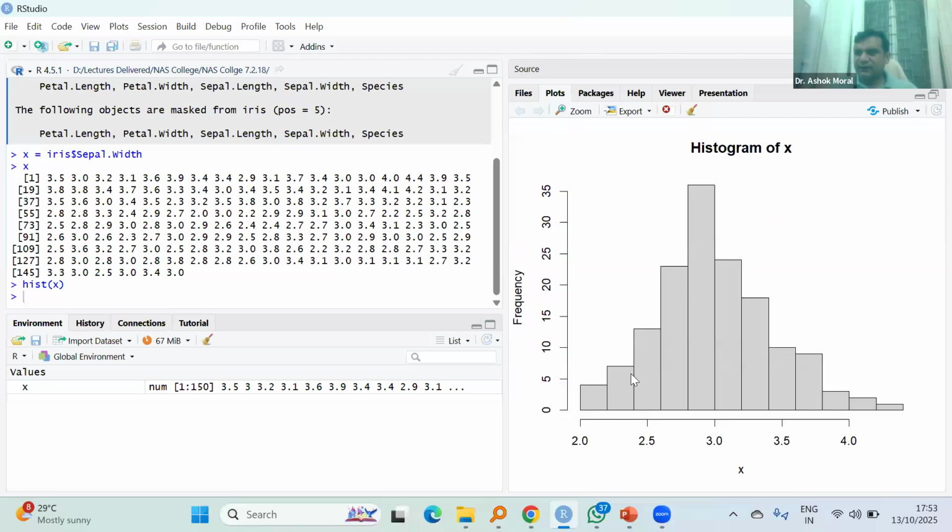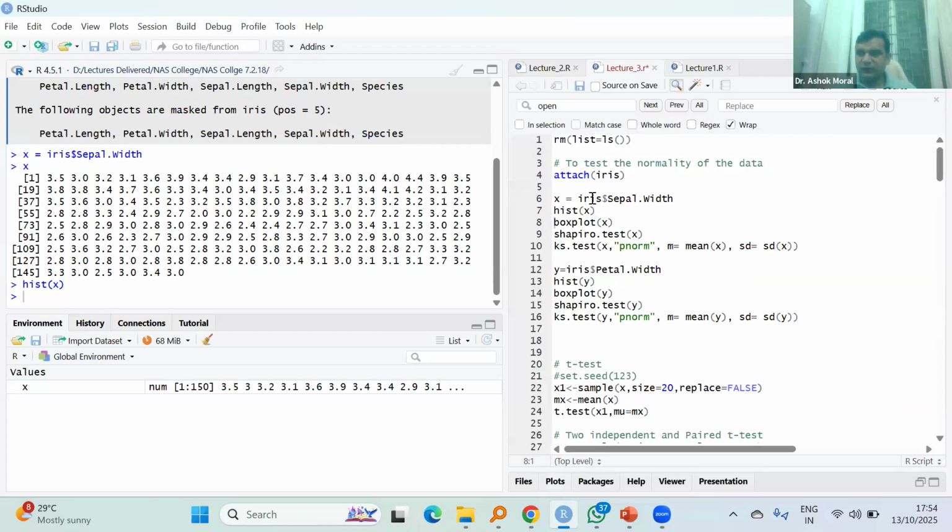Then we can go for the histogram of x. You can see on the histogram, if we draw a curve like this, it looks like a normal curve. So it shows that this particular data is normally distributed, and this particular data is the data of sepal width. Again, we can go for the box plot.